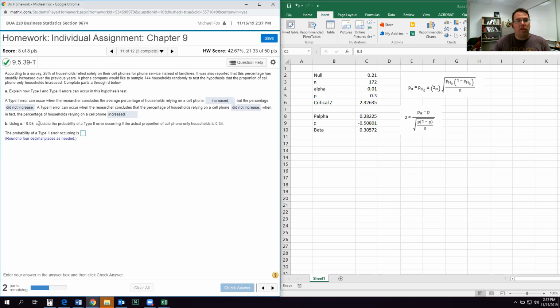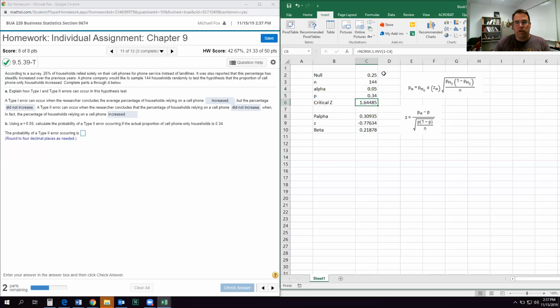All right, then it asks us, using an alpha of 0.05, calculate the probability of a type 2 error occurring if the actual proportion of cell phone only households is 0.34. For this, we're going to use the according to the survey data value as our null. So that's going to be 0.25. Our sample n is 144. Our alpha, it tells us, is 0.05. And our p, our actual proportion, is 0.34.